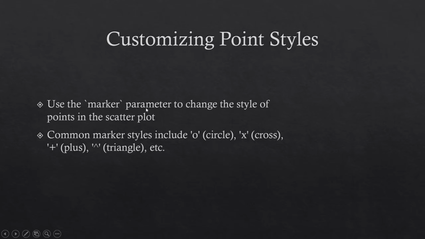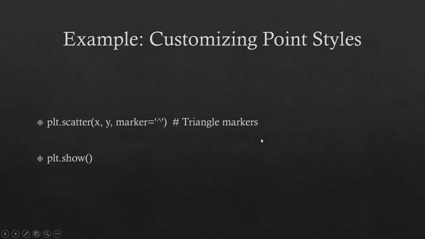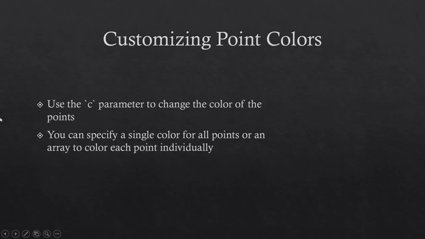Use the marker parameter to change the style of the points in the scatter plot. Common marker styles include o for circle, x for cross, plus, and triangle. plt.scatter(x, y, marker='^') for triangle markers. plt.show. Use the c parameter to change the color of the points. You can specify a single color for all points or an array to color each point individually.